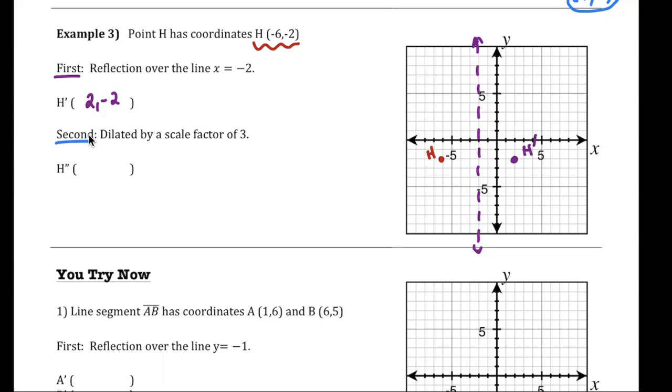Now for the second one here, when we do our second transformation, we're now going to take H prime and dilate it by a factor of 3. To find out where this new point is going to go, we multiply each of those coordinates by whatever the scale factor is. 2 times 3 is going to end up being 6. And -2 times 3 is going to be -6. So for my final resting place of the H double prime here, we are now going to count to the right 6 and down 6. And that is going to be where the final place is going to be.